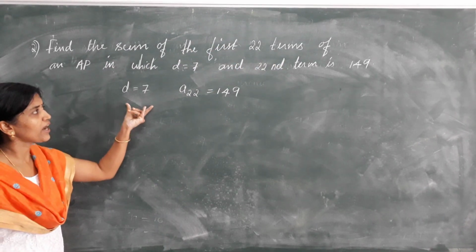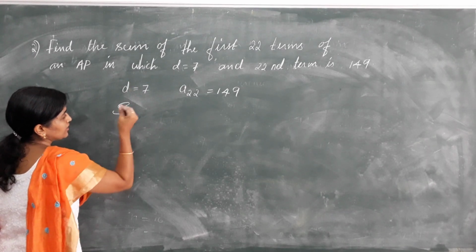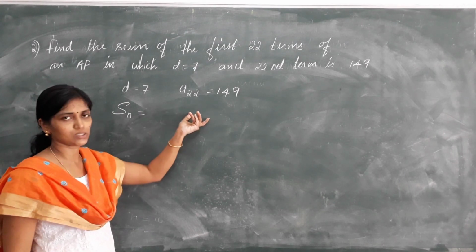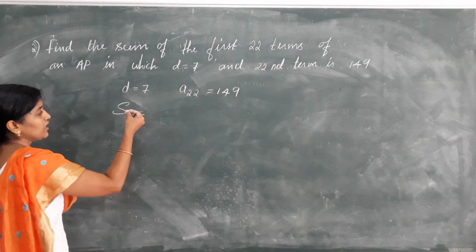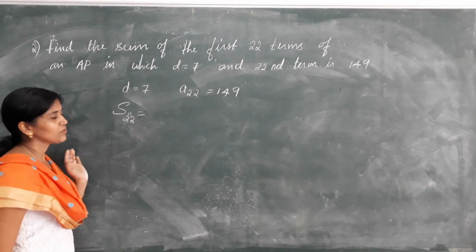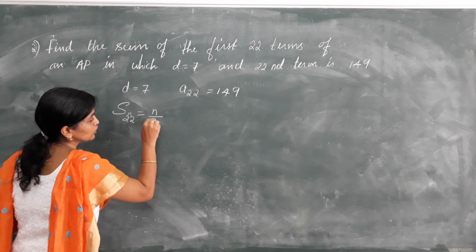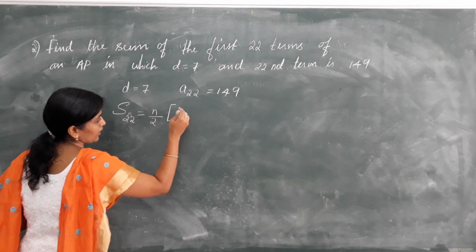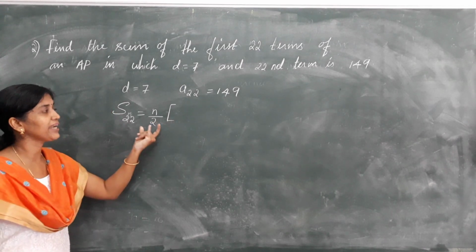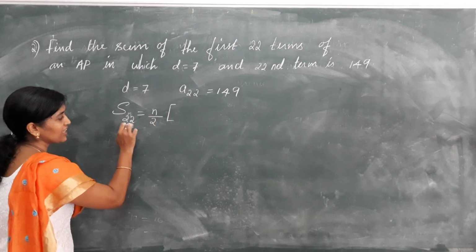To find the sum of the first 22 terms, it is denoted as Sn. That is, Sn is equal to. Now we have to see which formula we can use. So instead of Sn, we will take it as S22. We have studied 3 formulas here. The first formula is n by 2 into 2a plus n minus 1 into d. And the second formula is n by 2 into a plus an. Here we are asked to find S22.